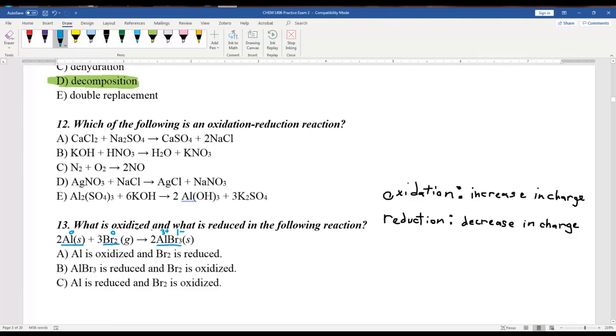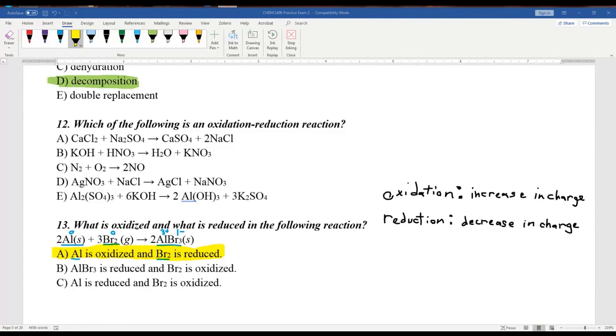So aluminum goes from 0 to 3 plus. Is it oxidized or reduced? Oxidized, very good. The charge increased, so it's oxidized. And therefore bromine, which went from 0 to -1, is reduced. So the aluminum is oxidized and the bromine is reduced, and the correct answer to this question is A. An oxidation reduction reaction is any reaction where the charges, the oxidation numbers, are changing.